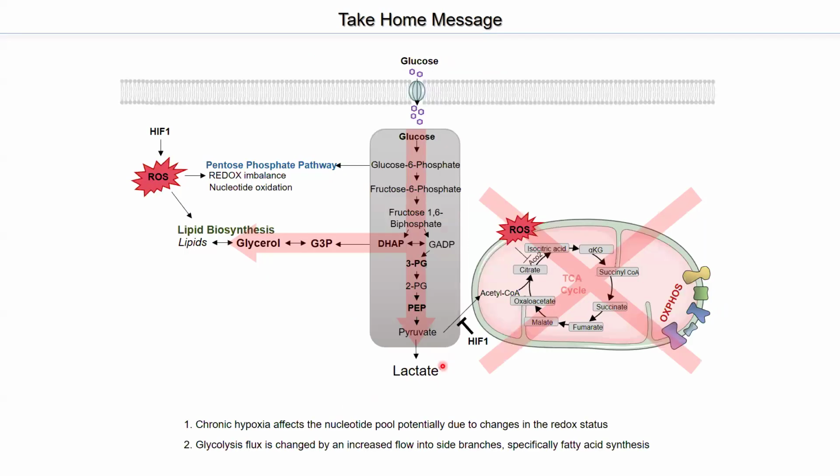So what does that look like on a more biochemical level? We have the increased presence of HIF1 alpha. This causes an increase of reactive oxygen species. This will somehow affect the redox status and also the lipids, and this then causes an increased flux into the lipid biosynthesis to somehow support the outer segment renewal.